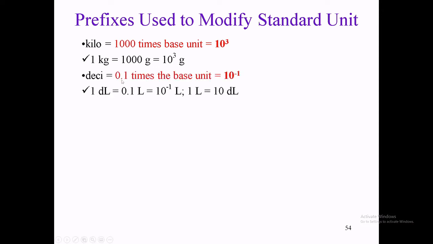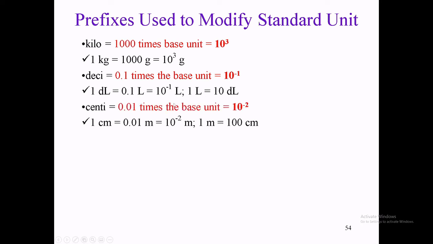Deci means you'd multiply by 0.1, so you're taking 1/10 of it, or 10 to the -1. So 1 deciliter is 0.1 liters, or 10 to the -1 liters, whereas 1 liter would be 10 deciliters. Centi is 1/100th times the base unit, 10 to the -2. 1 centimeter is 0.01 meters, 10 to the -2 meters. That means that there are 100 centimeters in every meter.